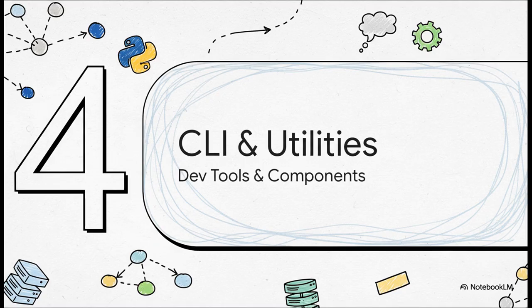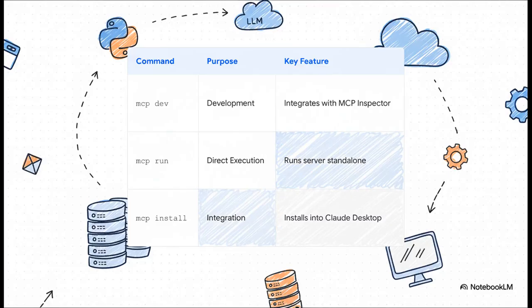All right, for our final section, we're going to look at some of the tools that make a developer's life easier, the command line interface, and the shared utilities you'll find in the library. The CLI provides three main commands. mcp dev is your best friend during development. It's designed to work with the MCP Inspector for debugging. mcp run is for when you just want to run a server directly. And mcp install is a specific command for integrating a server into the Claude Desktop application.